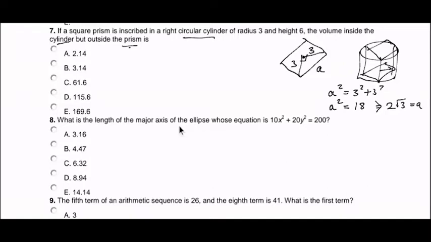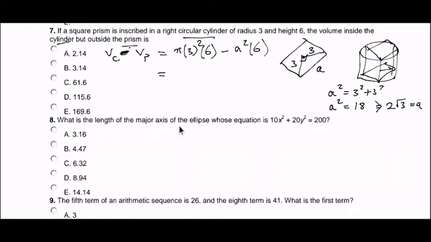Alright, so the difference between the two volumes then: the volume of the cylinder minus the volume of the prism, Vp. So we're going to get the volume of the cylinder, which is pi r squared h, which is pi by 3 squared by the height, which is 6, minus the volume of the square prism down here. So let's look at that. Okay, the base is going to be a squared, so it'll be a squared by 6, the height.